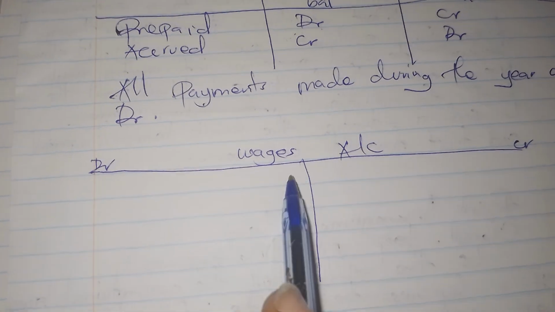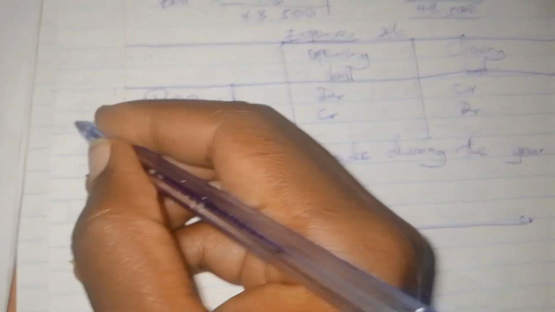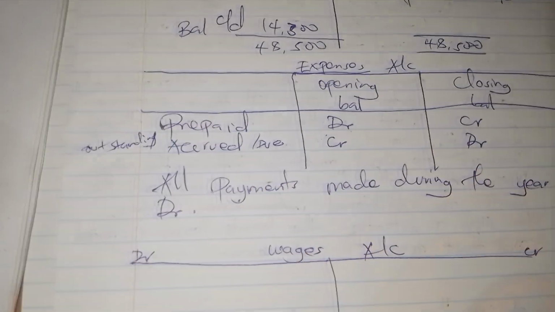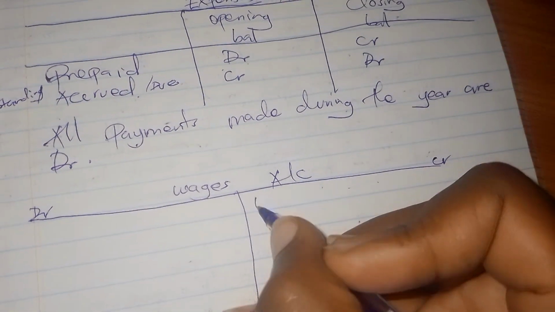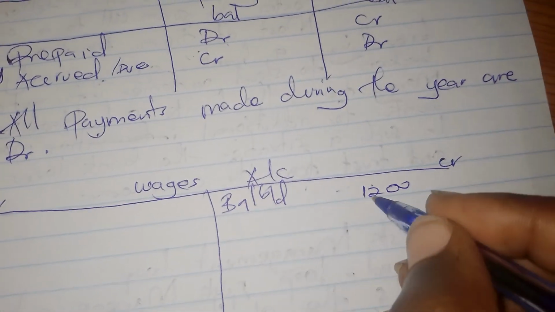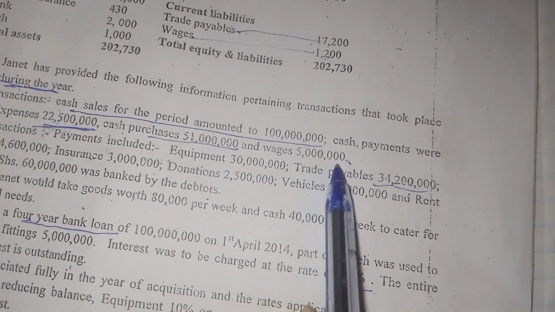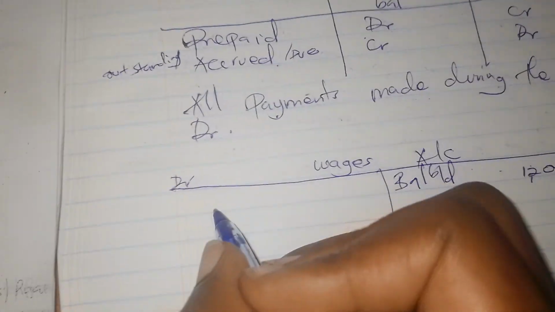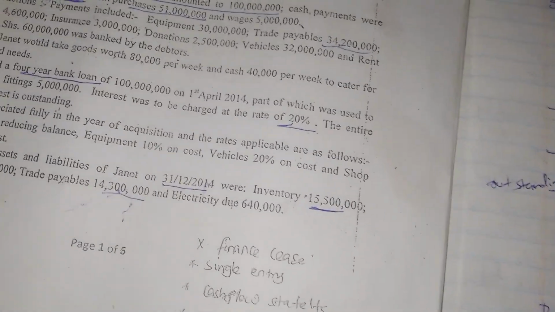So we have wages. Wages, what was given in the question, it is accrued. The opening balance is accrued under current liabilities. So if it is accrued, accrued is the same as due or outstanding. So it is accrued but at the beginning, so we shall credit it. So balance brought down this amount, which is 1,200. And we said all payments made during the year are debited. So these are the cash transactions during the year. So there was wages of 5 million. So all transactions are debited. So we shall come here and put cash 5. Then in case we had any closing balance, we would have treated it accordingly, but we don't have.